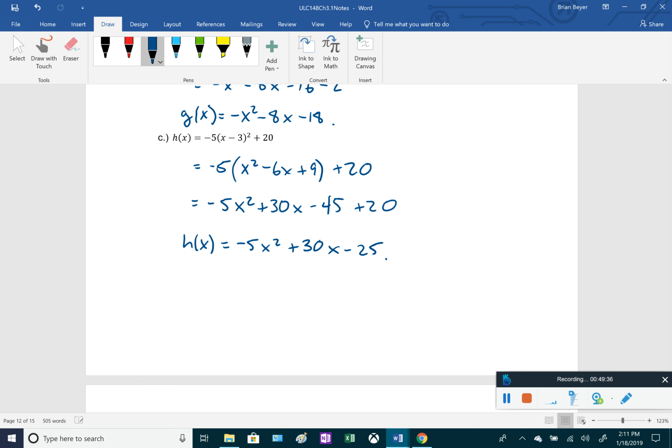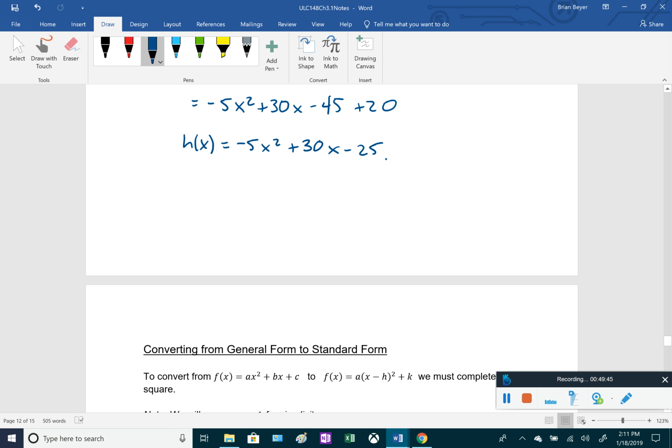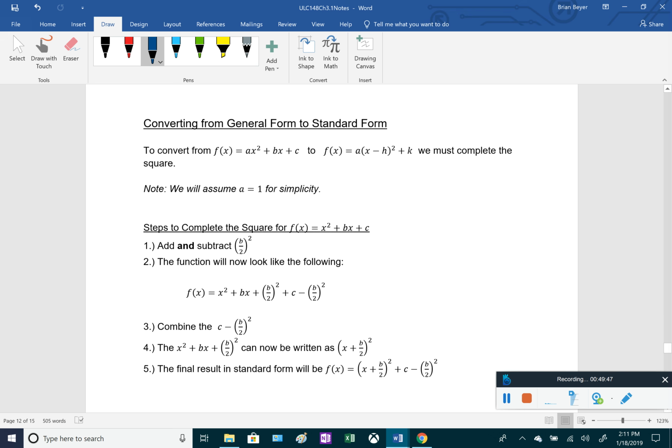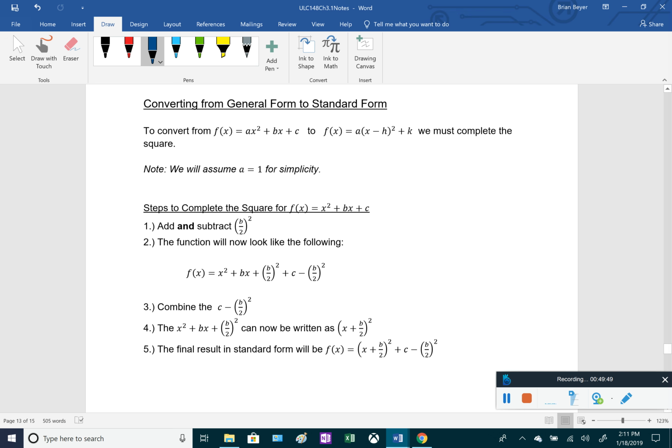Okay, so that's going from standard form to general form, hopefully pretty simple, just foiling and combining like terms pretty much. So going the other way, this is going to look pretty confusing if you haven't done it before, but we'll see that it's actually pretty simple when I do these examples.